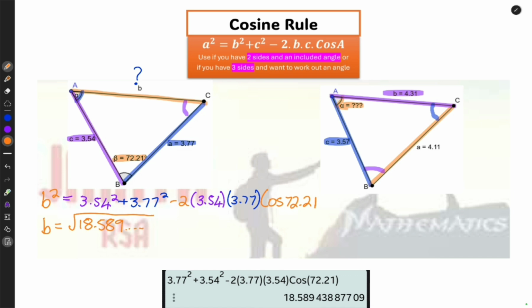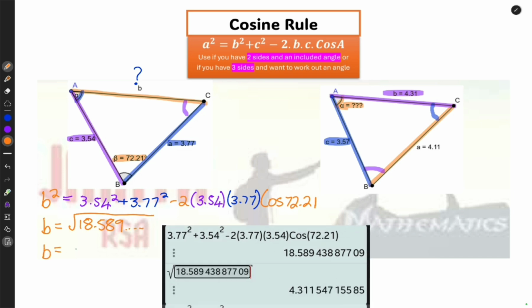So I'm just going to keep the answer value on my calculator and just say square root the answer, and therefore the answer is 4.31 units. Once again, do not round off before it's your final answer. Otherwise, you are going to make a mistake.